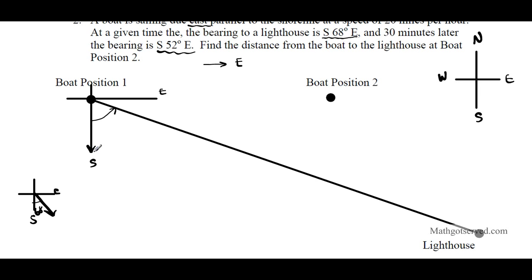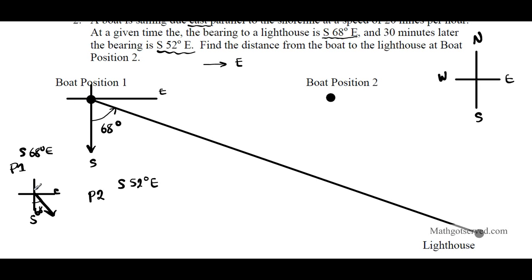68 degrees starting from the south. So starting from the south, rotate 68 degrees towards the east. So this is 68 degrees. All right, now this is P1. On P2, we have a scenario where we're rotating 52 degrees east starting from south. Or starting from south, you rotate 52 degrees towards the east. So this one was south 68 degrees east. And now for P2, starting from the south, we're going to go 52 degrees due east.